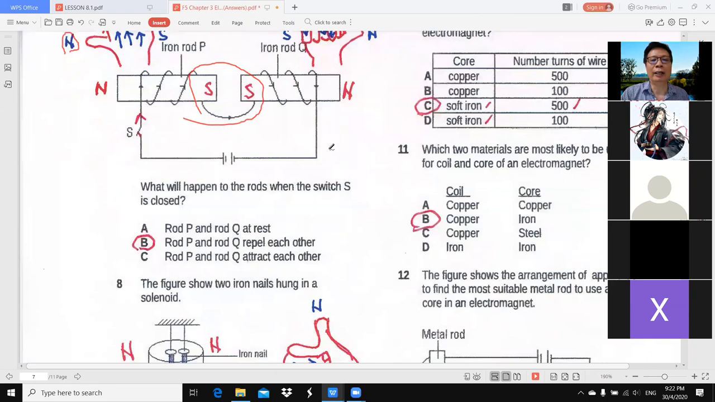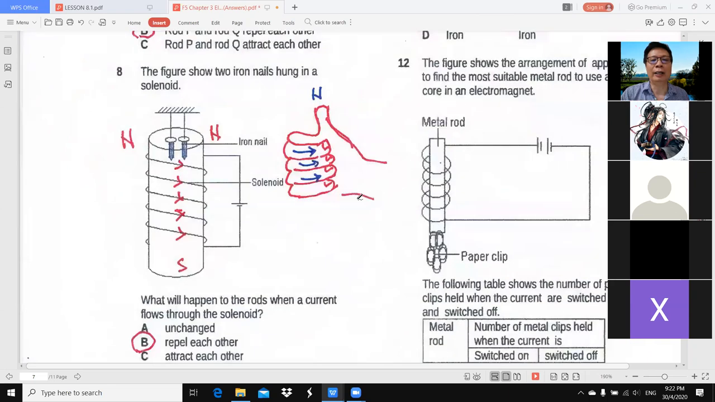Number eight. I'll give you another diagram, look carefully. The figure shows two iron nails. This is a solenoid. You must know the current flows like this. Now this is positive, right? Current goes up, goes behind, turns in front, goes behind, turns, keeps on turning, then goes back. So the current flows in this direction.